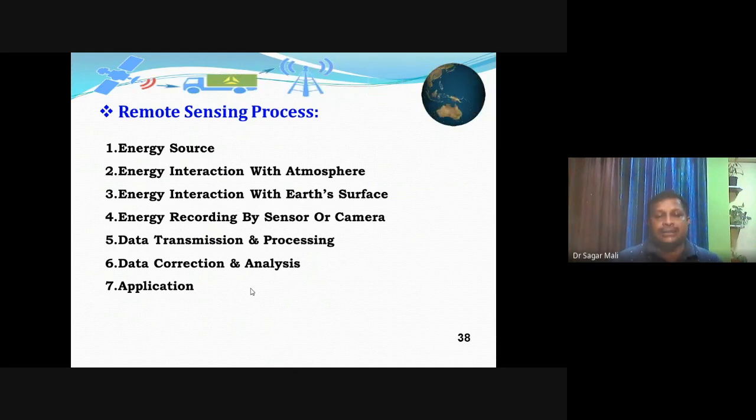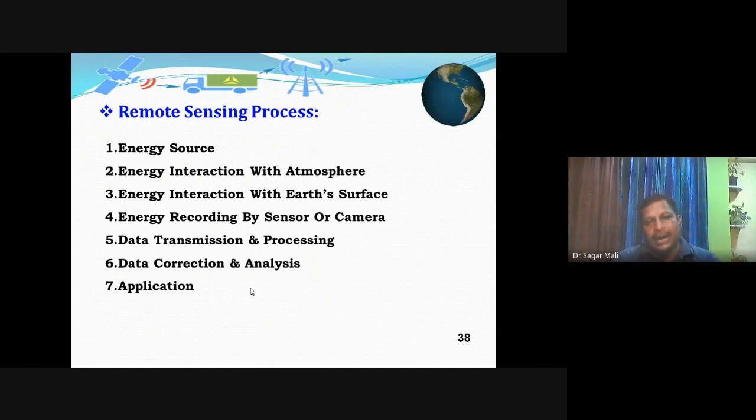Now we'll see how remote sensing works. What processes are there? We can divide that process into seven phases or seven steps. The first important phase is the energy source. No doubt, the predominant source of energy is the sun. There are many chemical and nuclear reactions occurring on the sun's surface which create tremendous energy, and this energy is emitted into space, and some portion of it reaches the Earth's atmosphere.